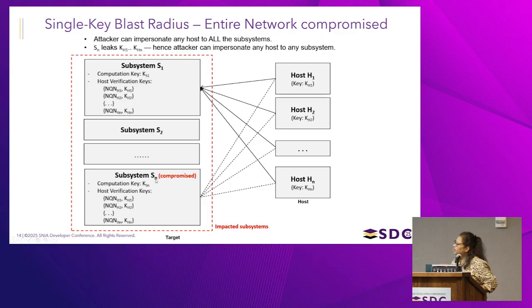In summary, if any of the subsystems is compromised, the attacker can impersonate any of the hosts to any of the subsystems. So what is happening here is the entire network, all the subsystems, are impacted. So there is a security vulnerability. In summary, the attacker can impersonate any host to all the subsystems. A leak of any of the keys leads to the attacker impersonating any host to any subsystem.